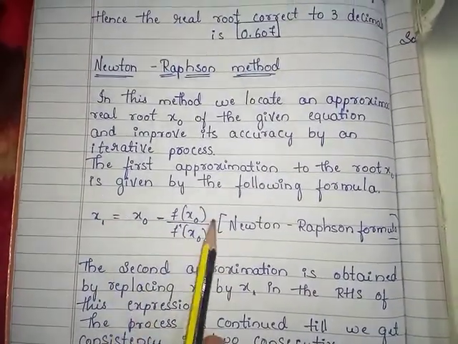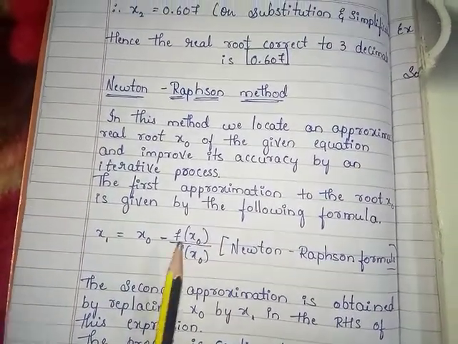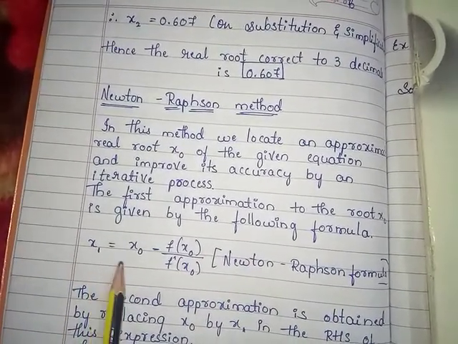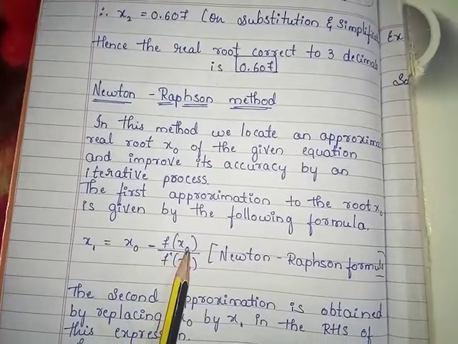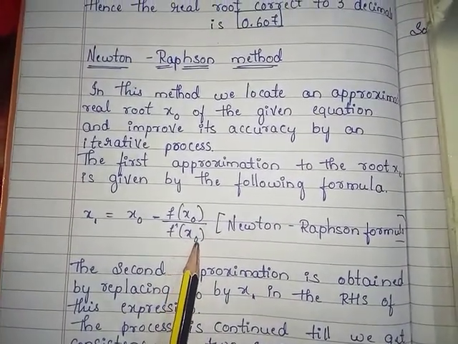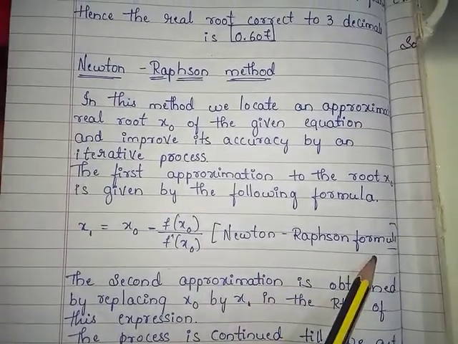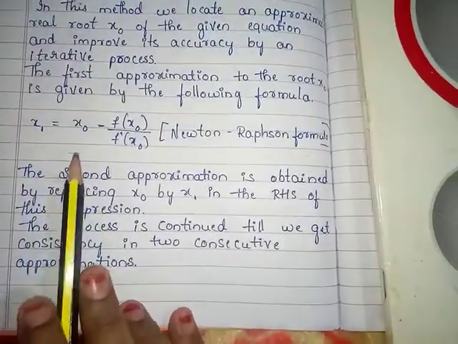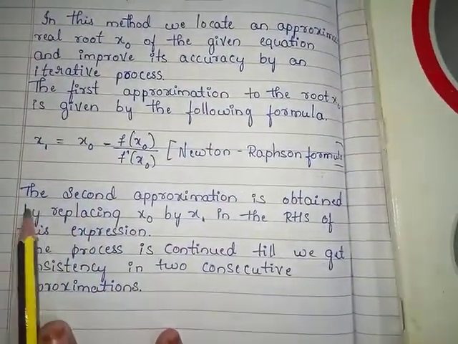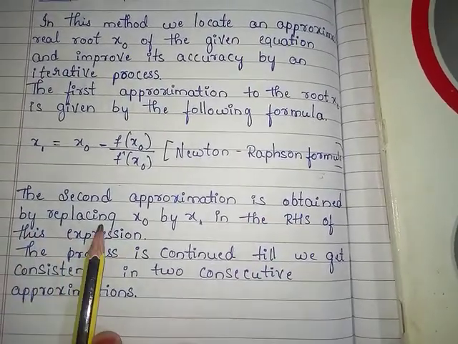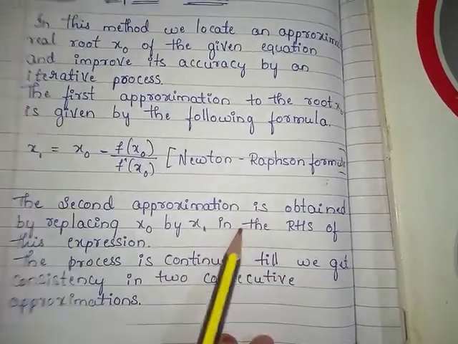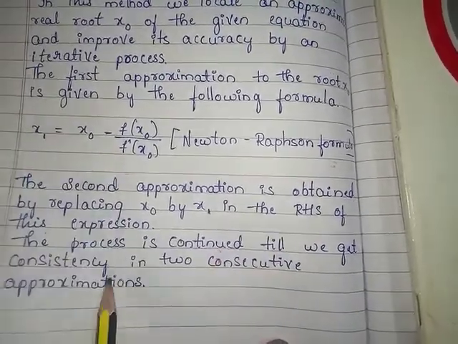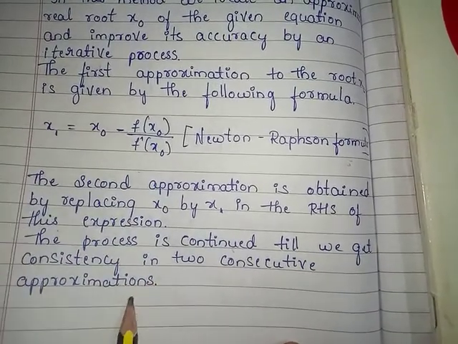This is the formula to find the approximate root using the Newton-Raphson method: x1 is equal to x0 minus f of x0 divided by f dash of x0. This is also called the Newton-Raphson formula. The second approximation means the second step. In the second step, the second approximation is obtained by replacing x0 by x1 in the RHS of this expression. This process is continued till we get consistency in two consecutive approximations.